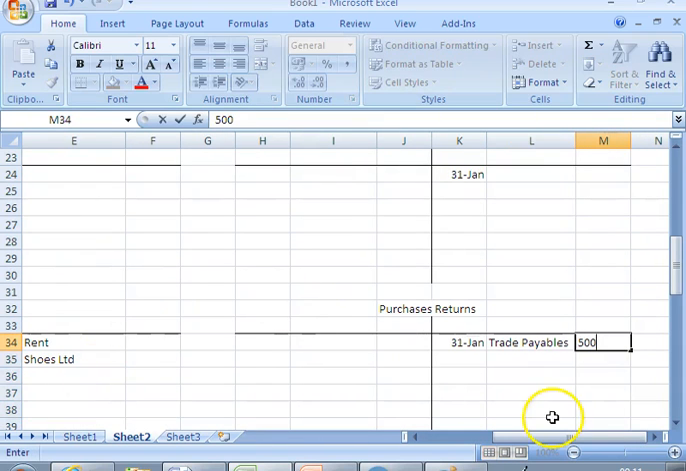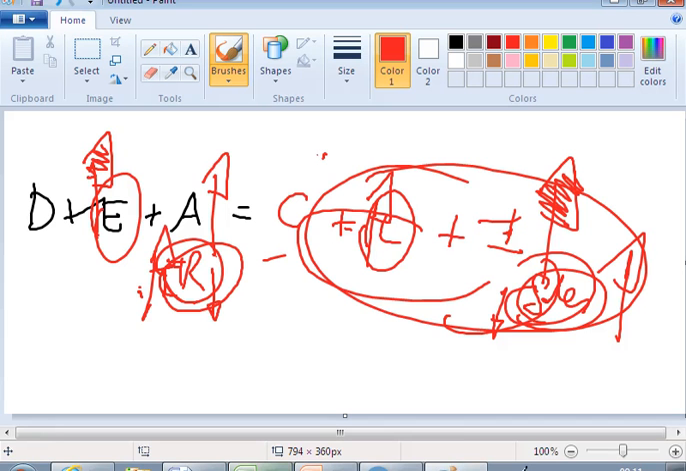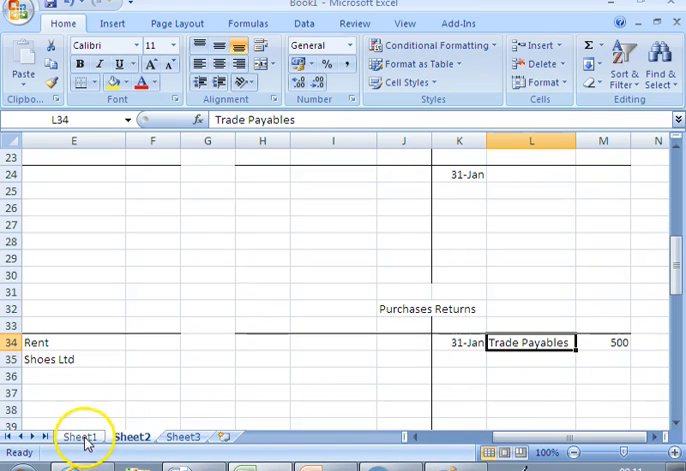With 500, you can see the references. In purchases returns I write trade payable, so I know where to look for the opposite of this. It's just good referencing, so you know exactly where to go and what this is in relation to. And then who's next? Let's see what else we have there.